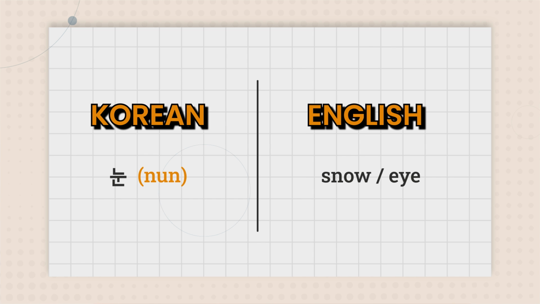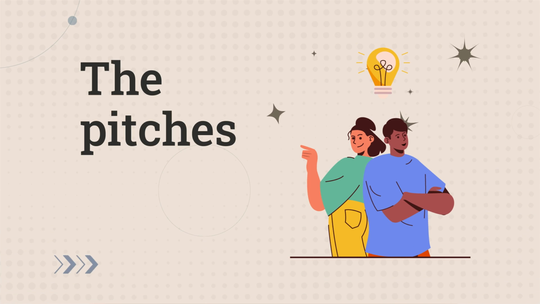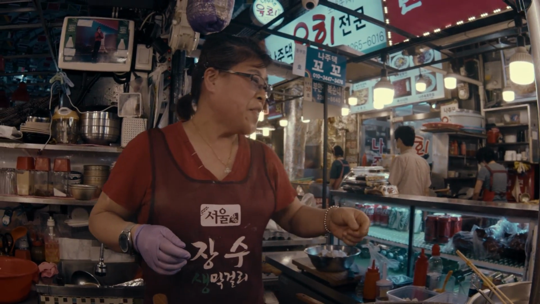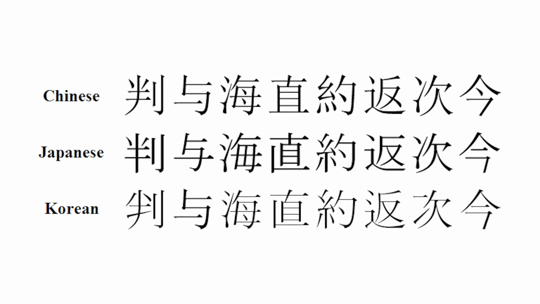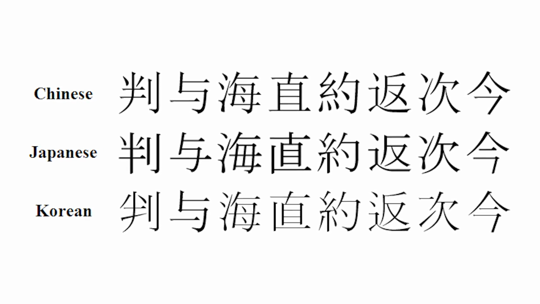Just listen to this. Nun, nun. Do you hear the difference? Yeah, me neither. Then we have pitches. In both languages, the way the words are pronounced and the pitches used are important. As I said, Japanese is not a tonal language, but just like in Korean, many words look and sound the same, but have different meanings.